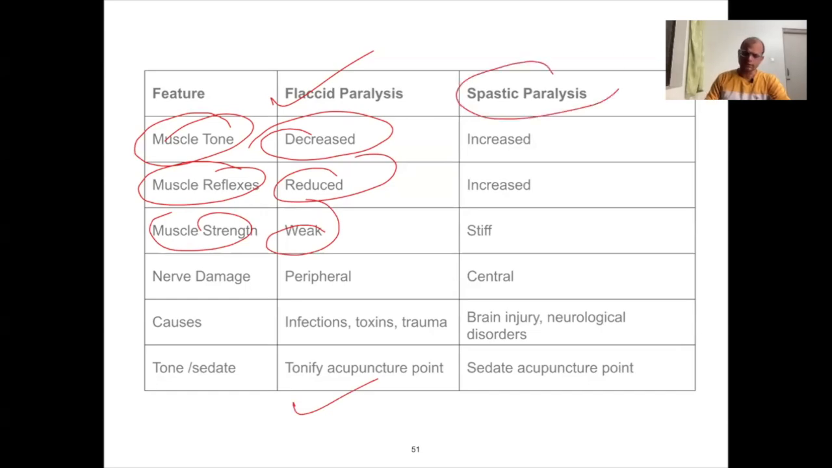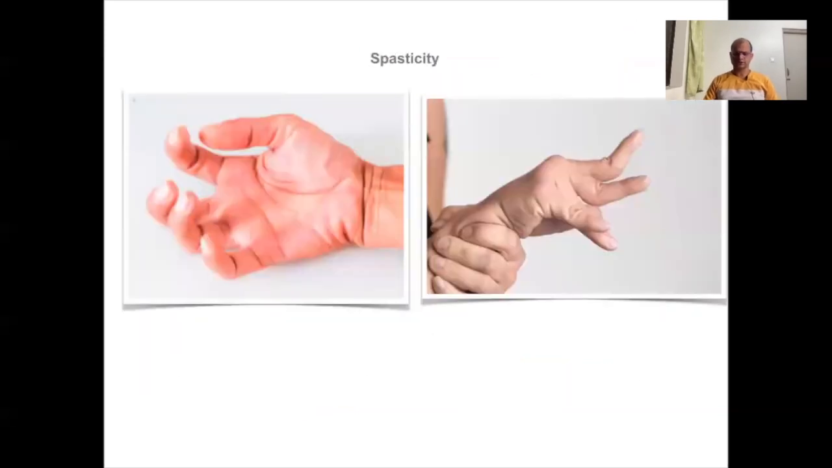On the other side, if we talk about the spastic paralysis, the muscle tone increases. Muscle थोड़ा सा टोन बढ़ जाती है, स्टिफ हो जाती है, कड़क हो जाती है. Muscle is getting stiff, more tone. So we need to sedate the point. So that is the spastic paralysis. Let's see the image. This is the image of spasticity. कि कैसे स्पास्टिसिटी में हमारी फिंगर मुड़ जाती हैं और आराम से सीधी नहीं होती.